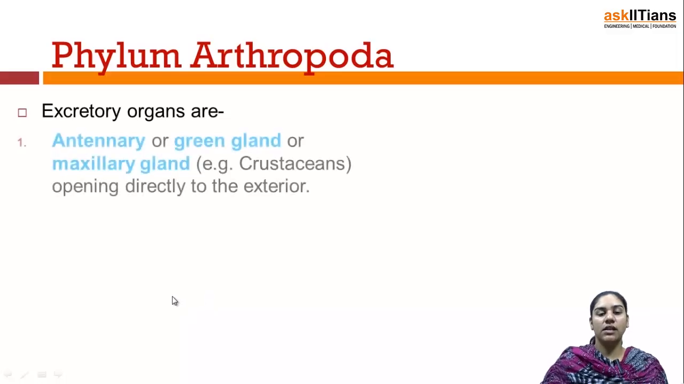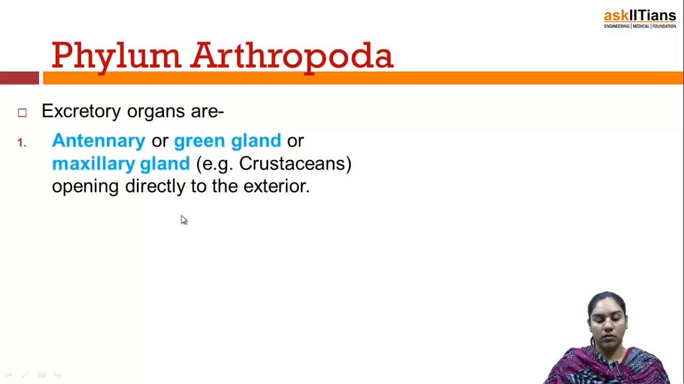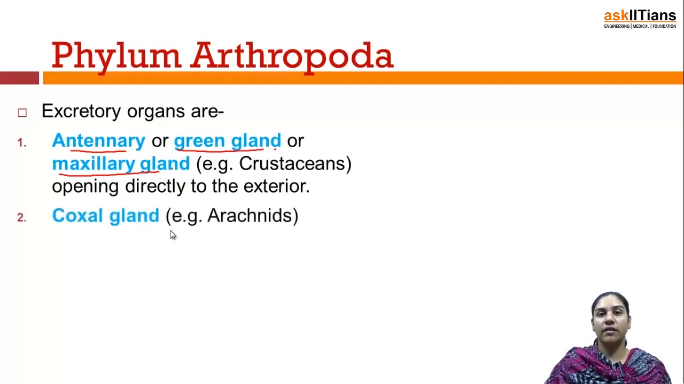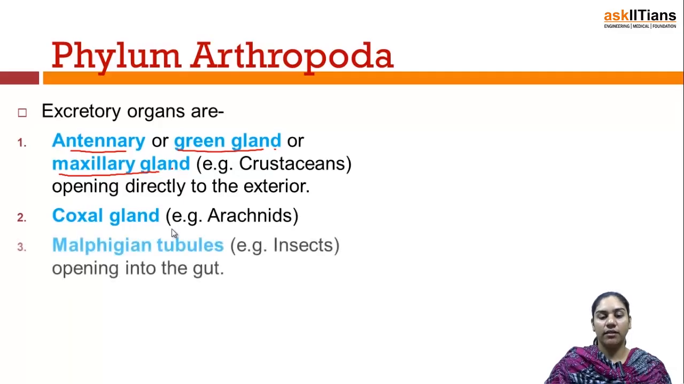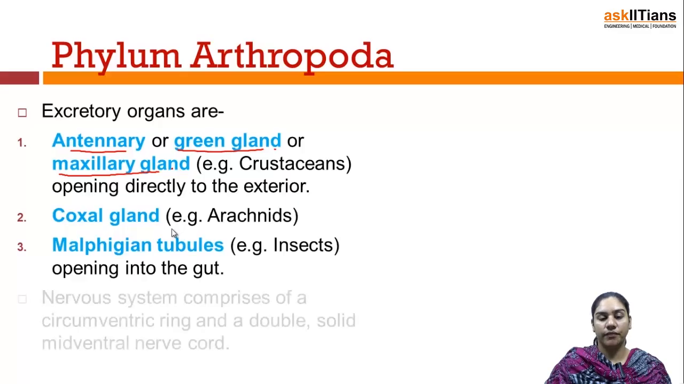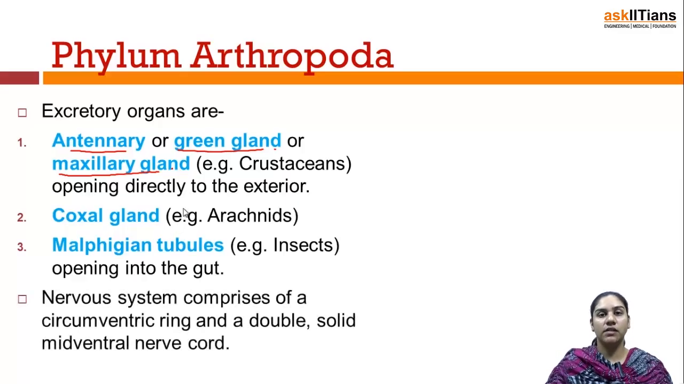The excretory organs are the antennary or green gland, also known as the maxillary gland, and it is present in the crustaceans. It opens directly to the exterior. The next is the coxal gland, which is present in the arachnids. Malpighian tubules, which open into the gut, are in all insects. The nervous system comprises a circumventric ring. That means the nerves are arranged into a ring-like structure, and there is a double solid and midventral nerve cord.